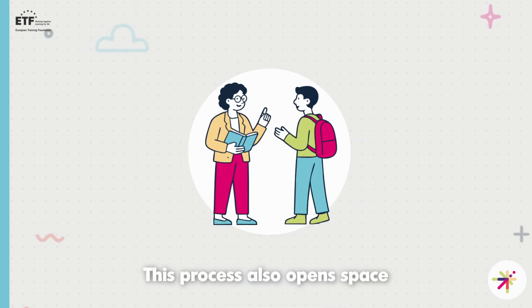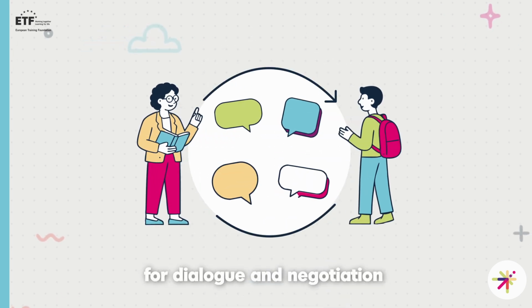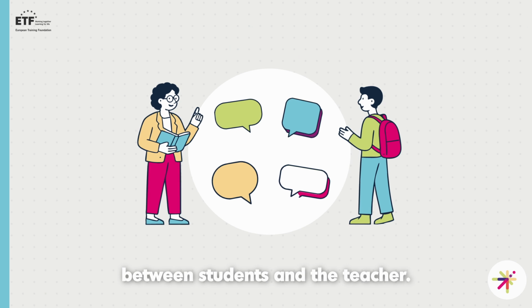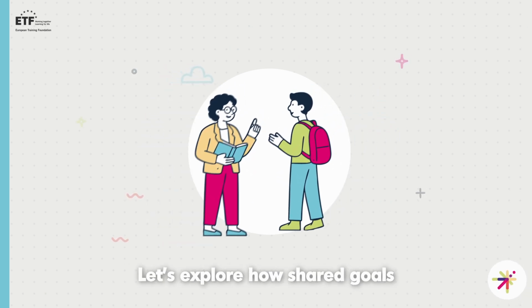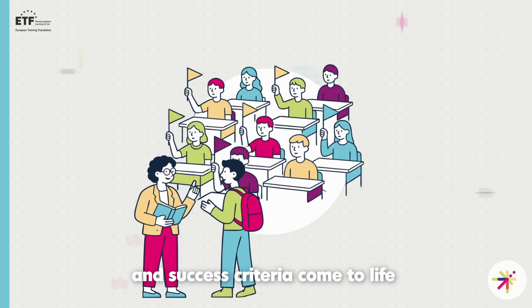This process also opens space for dialogue and negotiation between students and the teacher. So what does this look like in action? Let's explore how shared goals and success criteria come to life in the classroom.